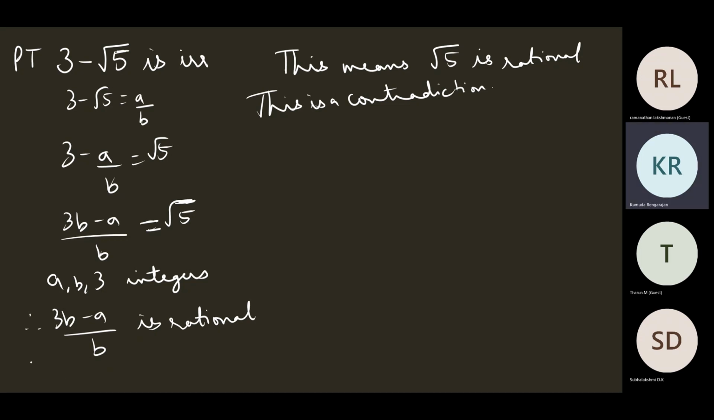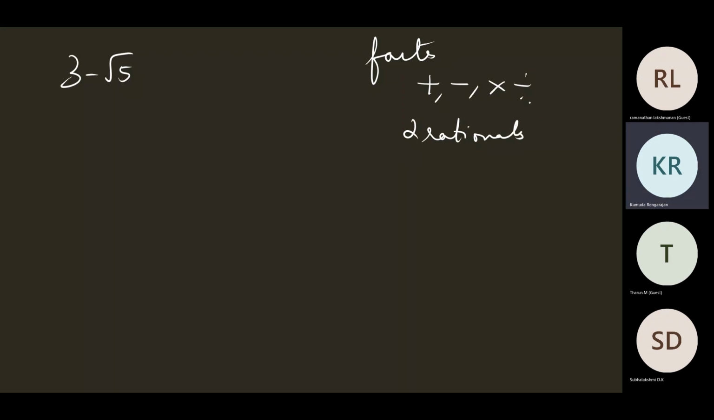The other way of doing it is, for 3 minus root 5, you can also use the facts related to rational numbers. We know that the sum, difference, product and quotient of two rationals is always rational. That is, when you have two rationals and you add them, you subtract them.